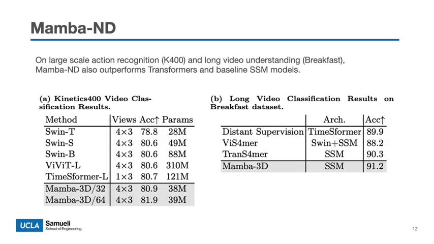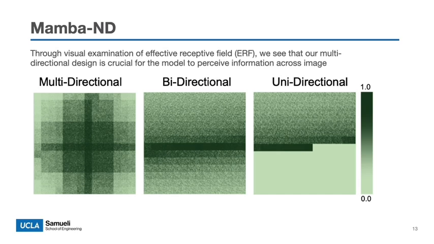Even on large-scale action recognition, such as the Kinetics-400 dataset, and long video understanding, such as Breakfast, Mamba-ND also outperforms transformers and previous state space models. Through the visual examination of effective receptive field, we see that our multidirectional design is crucial for the model to perceive the information across the image.